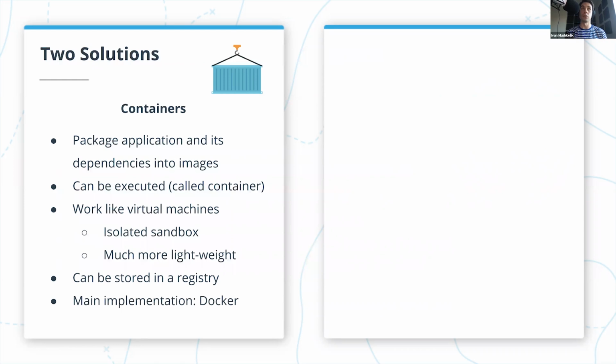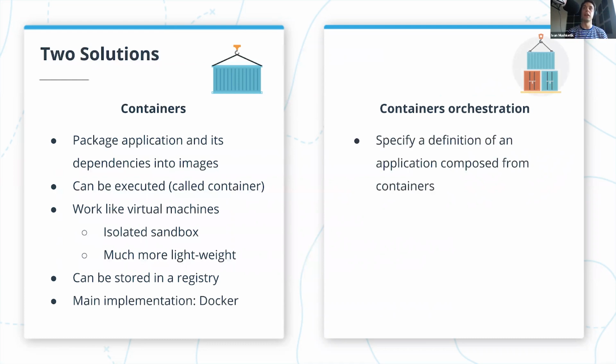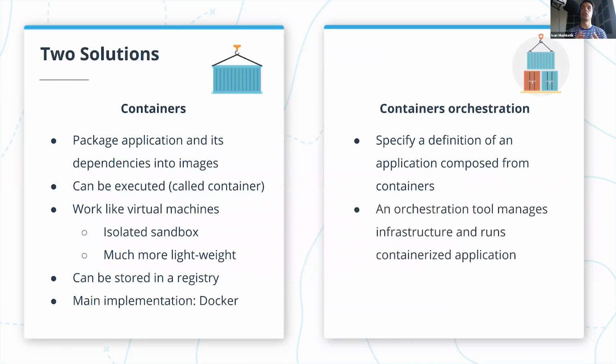Now, the second technology that is important to understand is called container orchestration. If we compose our application from containers, then we can use a container orchestration tool that will manage infrastructure and run our application in containers. And the main tool for container orchestration is Kubernetes. There are also other tools, but by amount of users and by amount of applications, this is the clear winner in this area. And we will talk about those two options in more detail, and we will talk about how this is related to cloud providers.